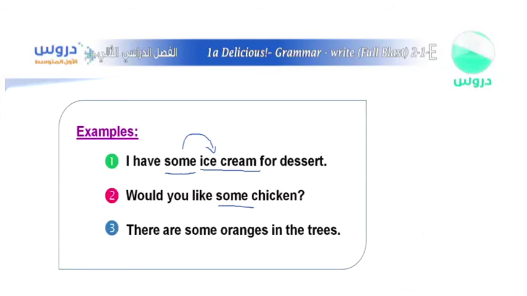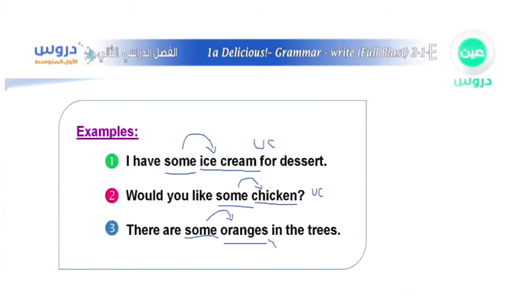Alright. Would you like some chicken? Some chicken, because also it's uncountable, you guys. That's right. You see? Once again, uncountable. But in this case, they said some oranges. Some, as you can see, once again, some oranges. What about the word oranges? We used some with the oranges.